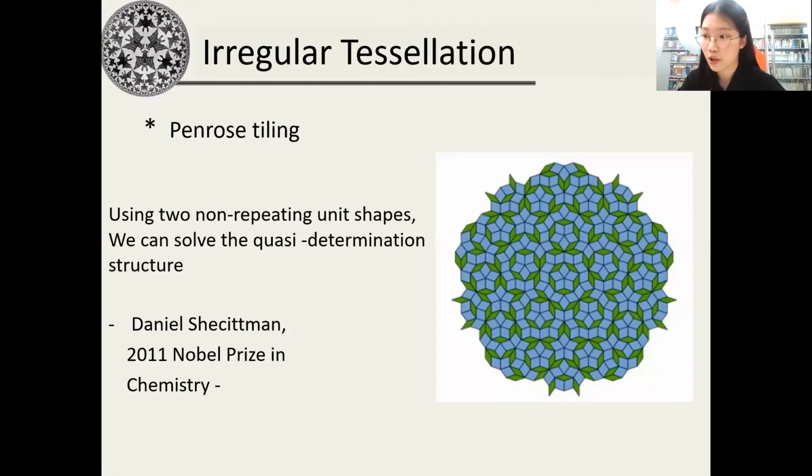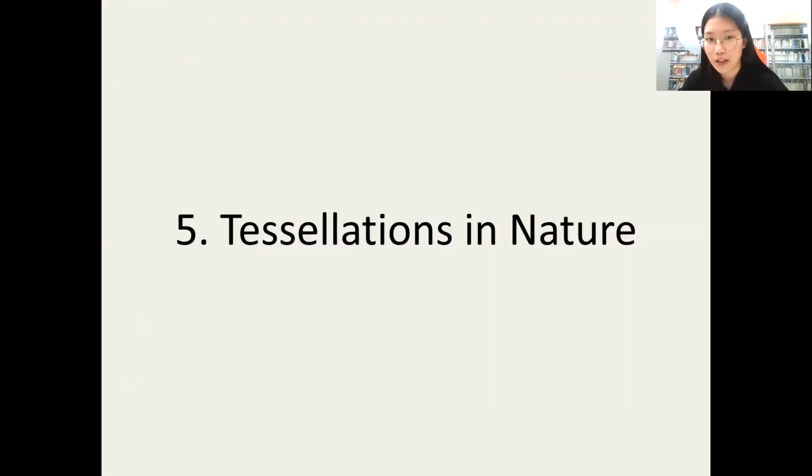The concept of quasi-crystals can be explained by introducing this concept of Penrose tiling. Daniel Shechtman discovered the quasi-crystal and won the Nobel Prize for Chemistry in 2011. We can see how these tessellations are used in chemistry. Now let's find out about tessellations hiding in nature.